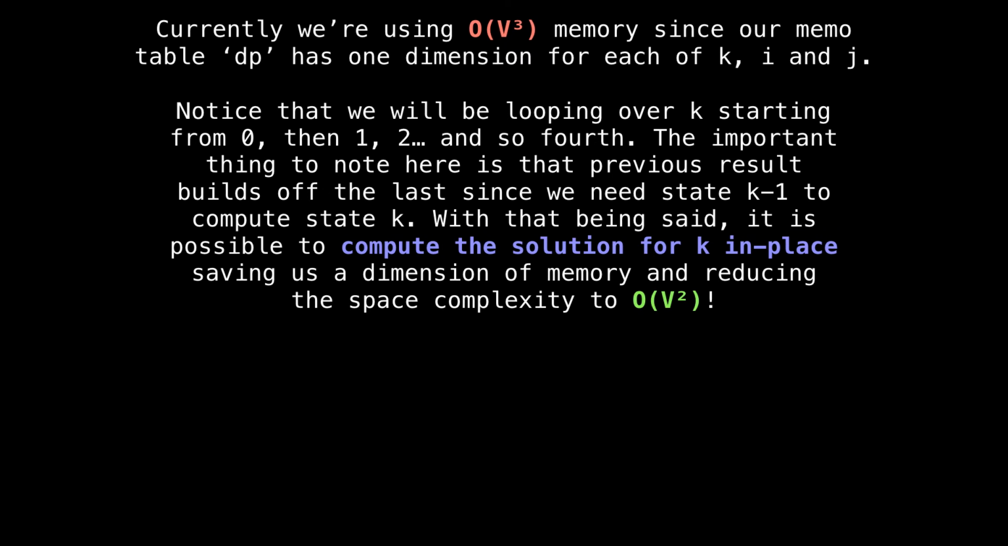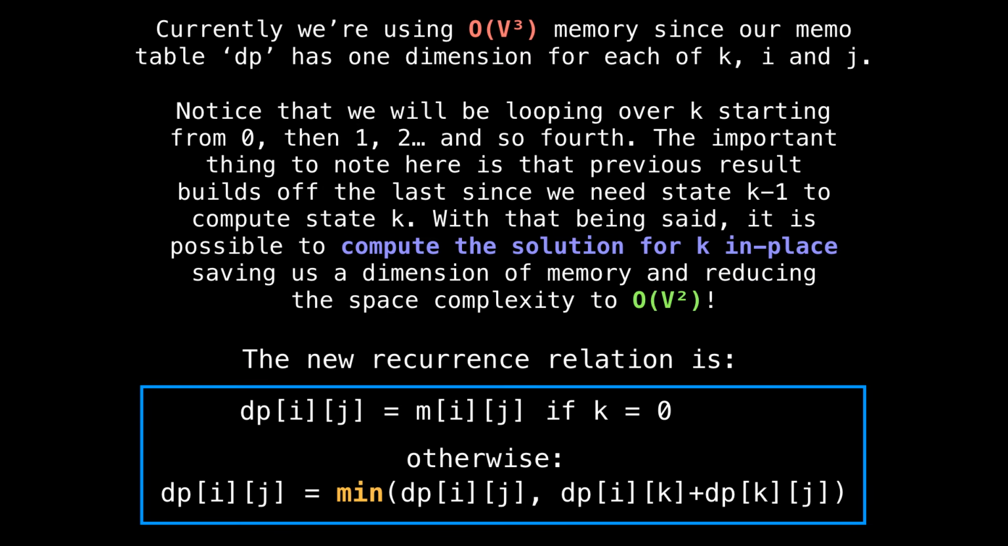That being said, it is possible to compute the solution for k in place, saving us a dimension of memory and reducing the space complexity to big O of V squared. Now we have a new recurrence relation which no longer involves the k dimension. This has been replaced by the fact that we're computing the k+1th solution in place inside our matrix.